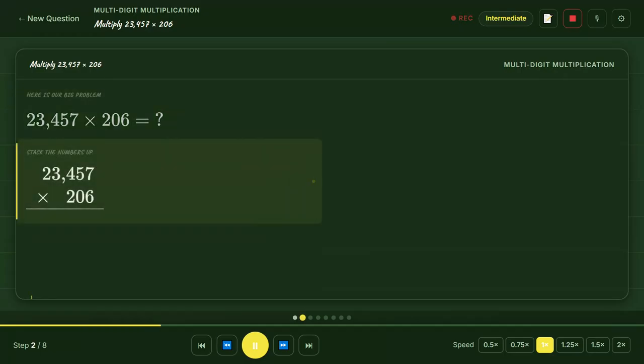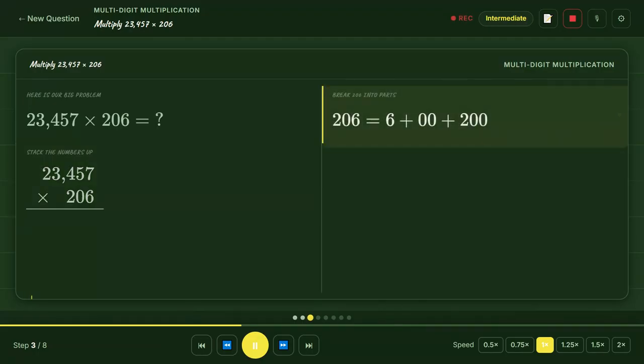First, let's write the numbers on top of each other. The bigger number goes on top and the smaller number goes on the bottom. Make sure the ones line up on the right side. Here's our trick. We break 206 into 3 parts: 6 ones, 0 tens, and 2 hundreds. We will times our big number by each part, one at a time. Then we add them all up at the end.